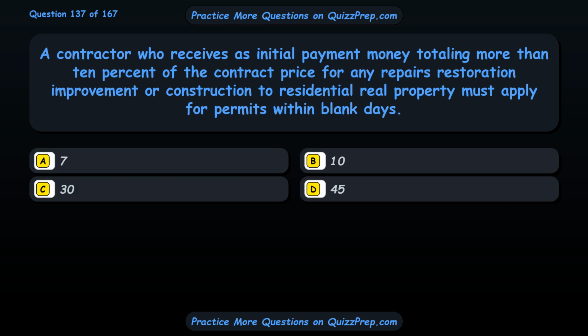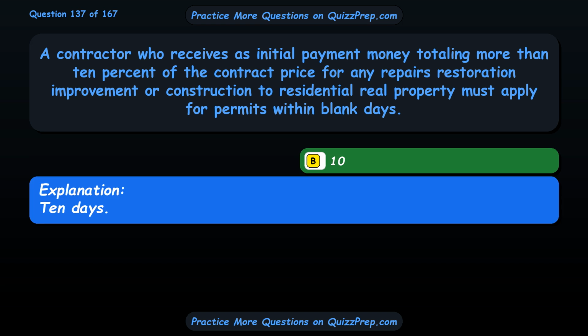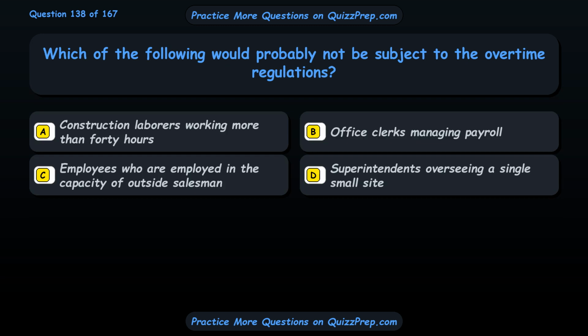Question 137. A contractor who receives as initial payment money totaling more than 10% of the contract price for any repairs, restoration, improvement, or construction to residential real property must apply for permits within blank days. Option A, 7. Option B, 10. Option C, 30. Option D, 45. The correct answer is option B, 10. 10 days. Question 138.